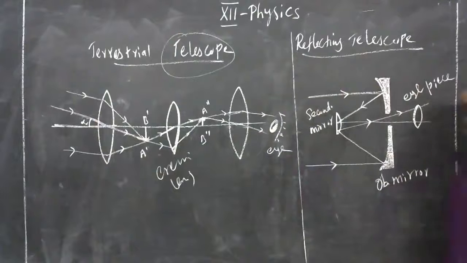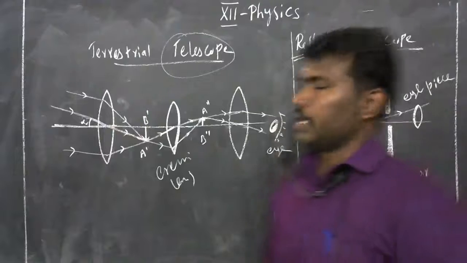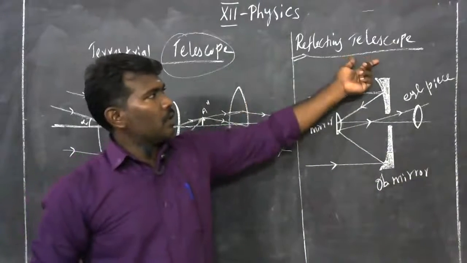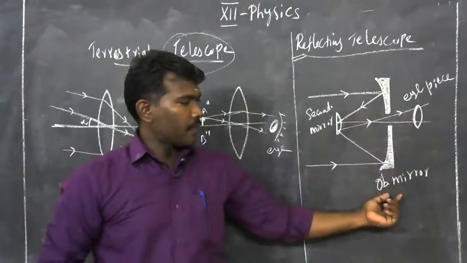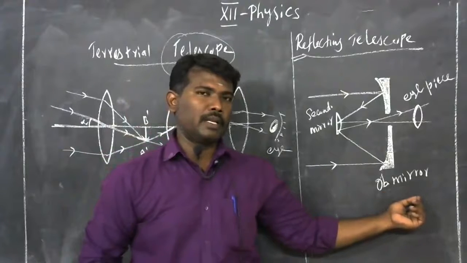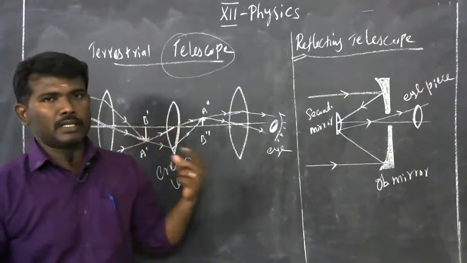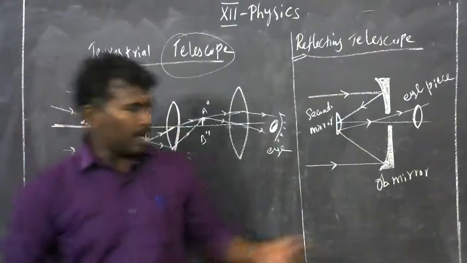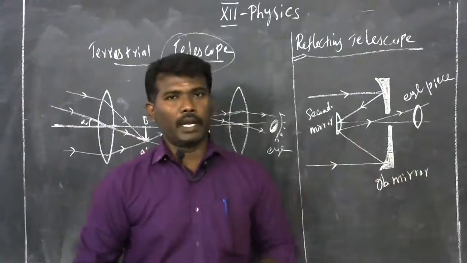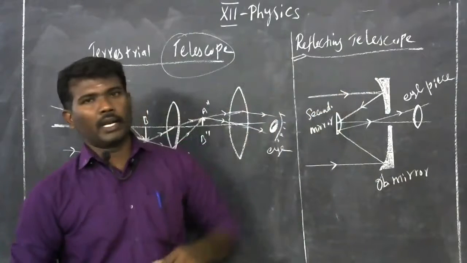And next one, a reflecting telescope. In modern telescopes, mostly we are using the reflecting telescope, because in this telescope the objective acts as a mirror. In all the other cases the objective lens is a convex lens, but in this case the objective is a reflecting mirror. So then only we call it by the name of reflecting telescope.